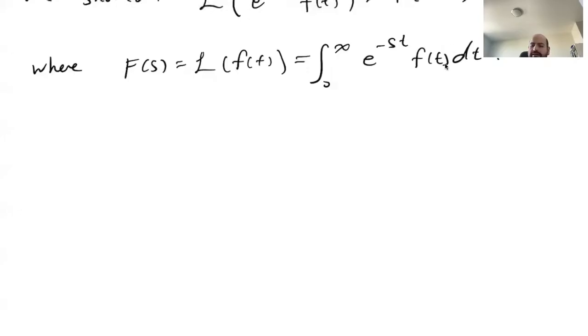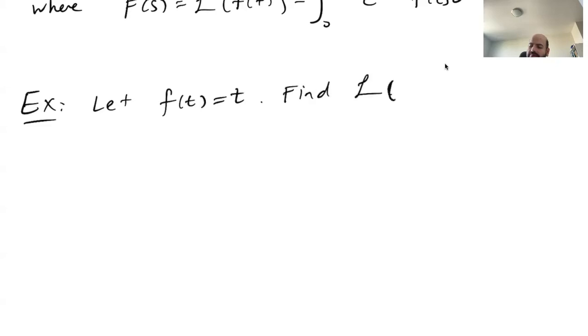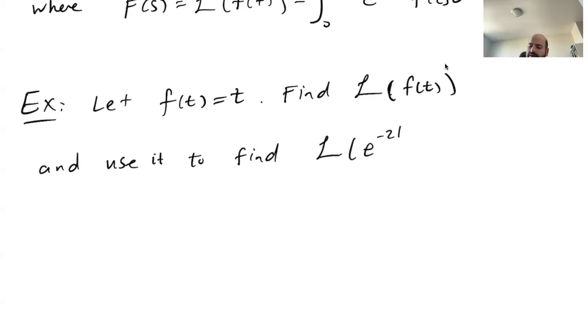All right, now let's look at the next example. Let f of t equal t. Find the Laplace transform of f of t, and use it to find the Laplace transform of, let's say, e to the power minus 2t times t.